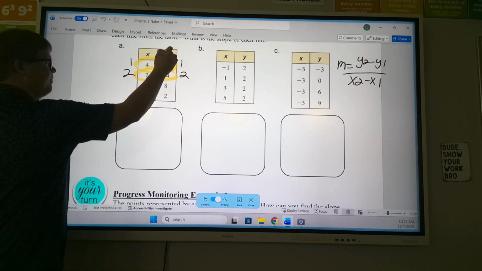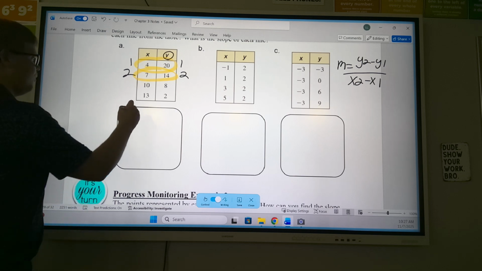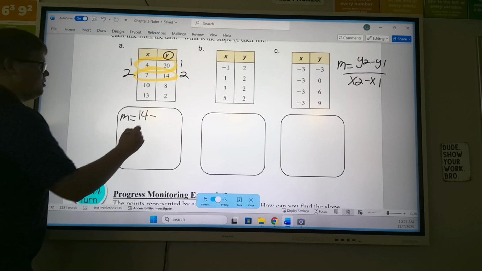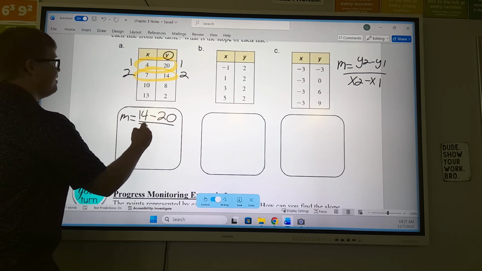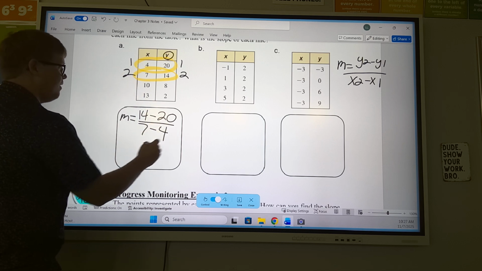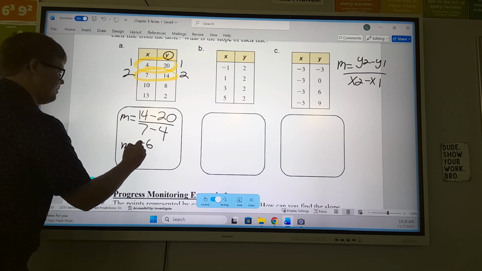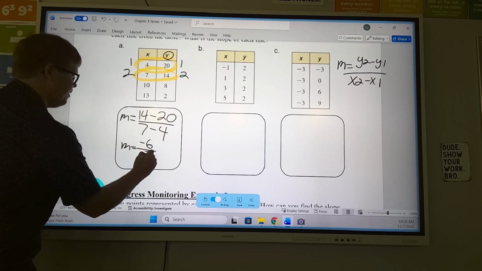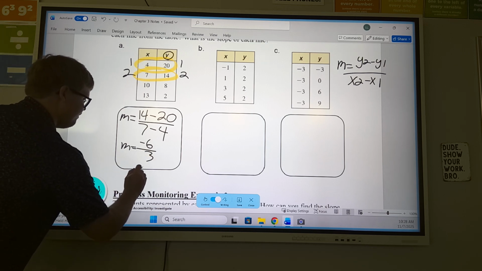My y1, this is our y, right? My y2 is what we're looking for, is 14. 14 minus my y1, which is 20, over my x2, which is 7, minus my x1, which is 4. 14 minus 20 is a negative 6, over 7 minus 4 is 3. Negative 6 divided by 3 is a negative 2, so our slope is a negative 2.